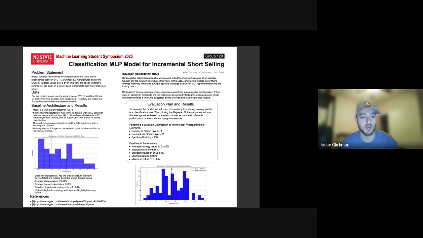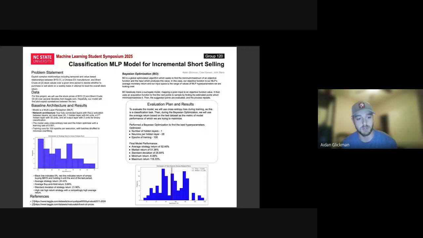In hopes of exploiting some complex relationships, including some value-based relationships between BYD stock price, which is a Chinese EV manufacturer, and Brent crude oil stock values over a given time period. And hopefully, our model will basically decide whether or not to buy or sell in a given time period following the evaluation. So the data for this, like I said, is BYD and Brent crude oil stock price.